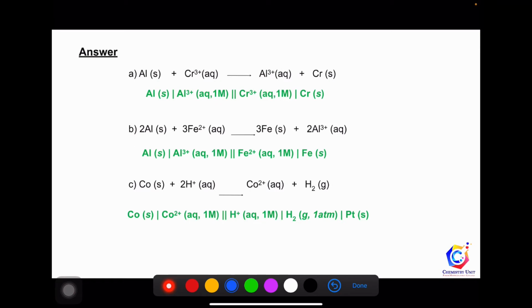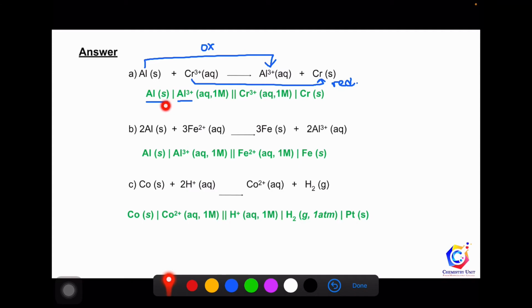So, for question A, oxidation is occurring from aluminium solid to aluminium 3+ aqueous. For reduction, it is from Cr3+ to become Cr. Therefore, in order to write the cell notation, we are going to start with the anode end, which is aluminium solid converted into aluminium 3+. Place a straight line in between aluminium solid and aluminium 3+ to indicate the difference in phase. Aluminium 3+ is in aqueous phase, and make sure to write the concentration along with it.